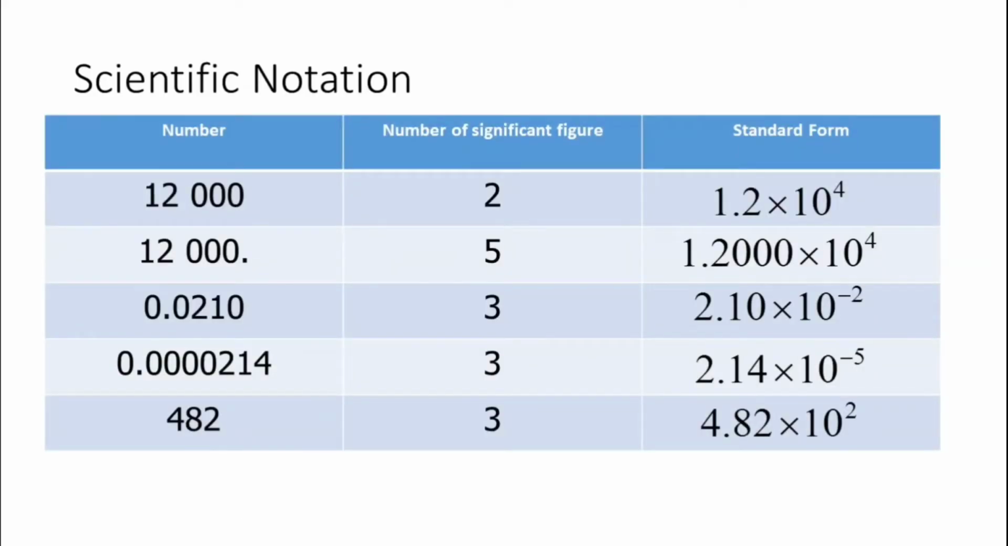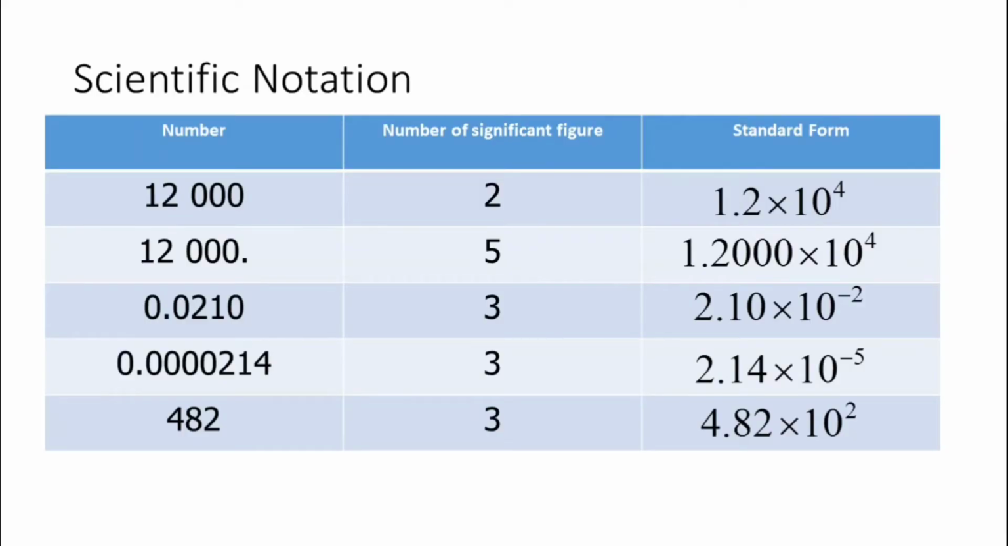The number 12,000 has only 2 significant figure. Writing the number using scientific notation, we write it as 1.2 times 10 to the power of 4. The number still has 2 significant figure. You can just ignore the exponential power. The number 12,000. with a decimal point has 5 significant figure. So we can write the number as 1.2000 times 10 to the power of 4. The number still has 5 significant figure.